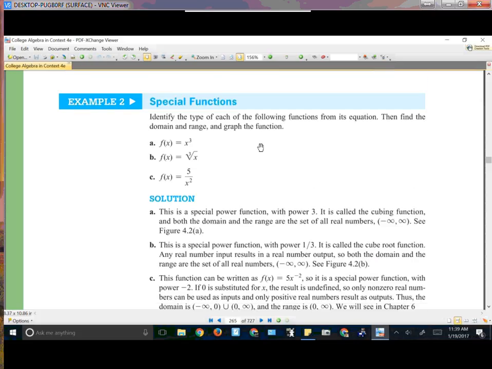So, what about these? What are these always going to be? Identify the type of each and then find the domain and the range. Graph the function. So, I am looking at x to the 3rd power. What is it going to look like? One of the things I always tell students to do, there are 3 things that you have to concern yourself with: positives, negatives, and 0. If I put a negative number in there, what am I going to get?